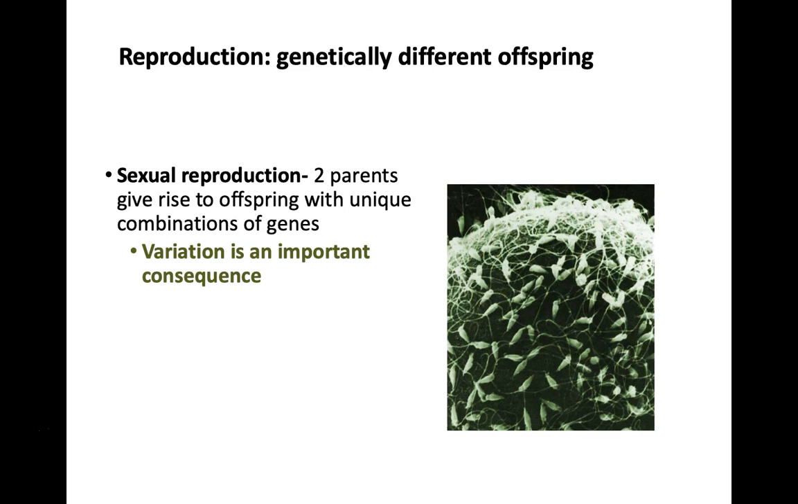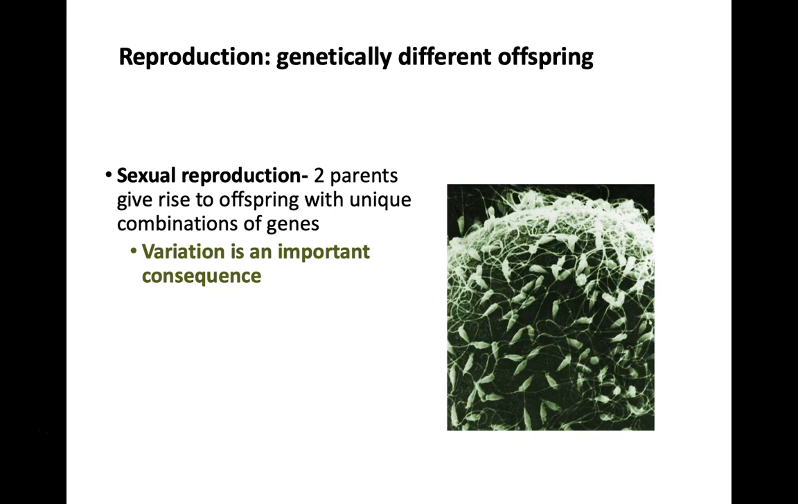The second type of reproduction that we have is sexual reproduction. Sexual reproduction is different in that two parents are required to produce an offspring. And the other thing that's important about sexual reproduction is it produces genetically different offspring. Those offspring are different from either one of the parents, and they're different from all other siblings in that generation. This is really important because it allows for variation within a population. So the most important aspect of sexual reproduction is that there's variation that's produced.